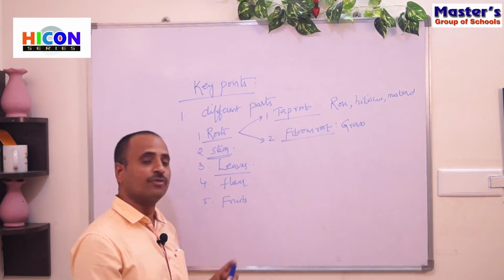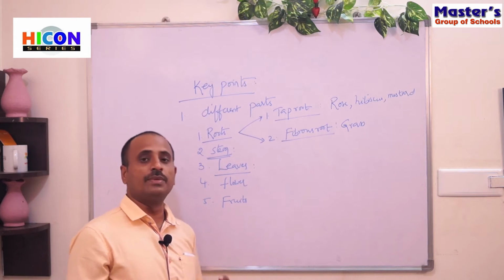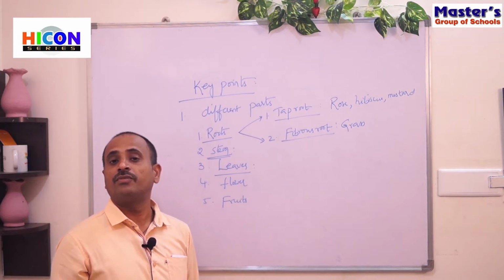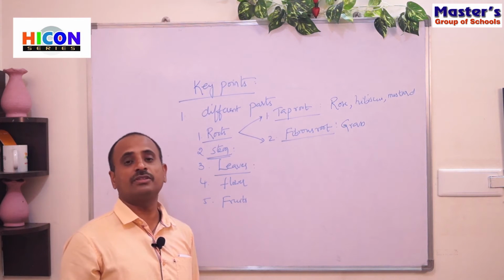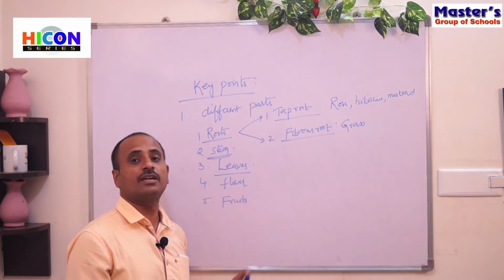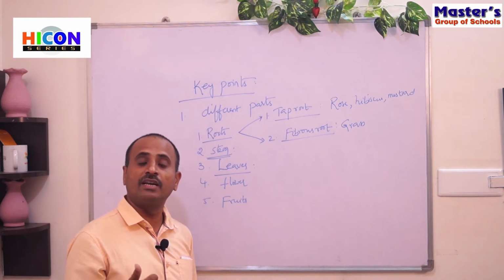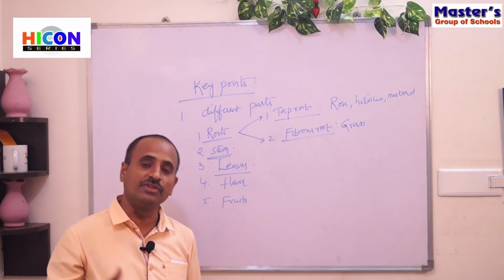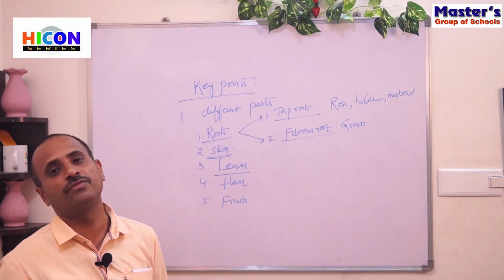And another one is fruits. So the flowers will be converted into fruits. Why? Because after reproduction, that is after fertilization by the insects, the flowers will be converted into fruits. We will get different types of fruits in the form of vegetables, in the form of seasonal fruits.